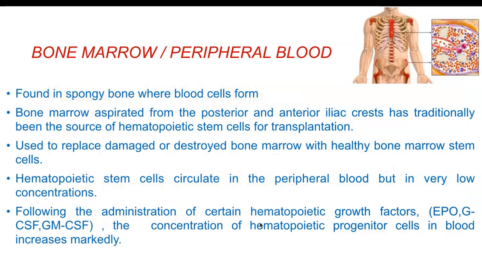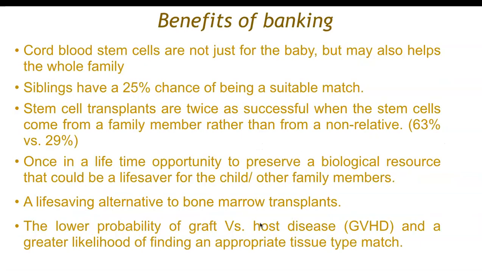Then bone marrow, or you can say the peripheral blood, is found in the spongy bone where blood cells are formed. The bone marrow is aspirated from the posterior and anterior iliac crest and has traditionally been the source of hematopoietic stem cells for bone marrow transplantation. So it is used to replace damaged or destroyed bone marrow with healthy bone marrow stem cells. The hematopoietic stem cells which circulate in the peripheral blood are in low concentrations. But if we administer certain hematopoietic growth factors like EPO, G-CSF or GM-CSF, then the concentration of these hematopoietic progenitor cells in the blood increases.